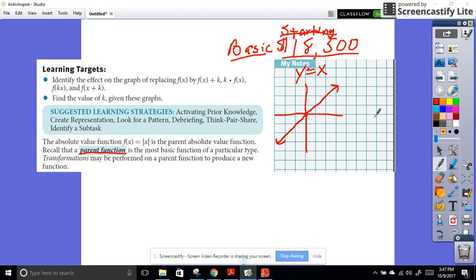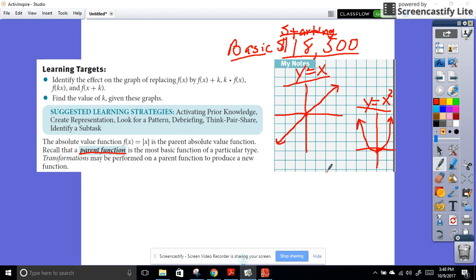I think in Algebra 1, you also studied a quadratic. The quadratic passes through the origin. It has a curve, and it looks something like that. And the equation for that one is y equals x squared. That's a parent function.